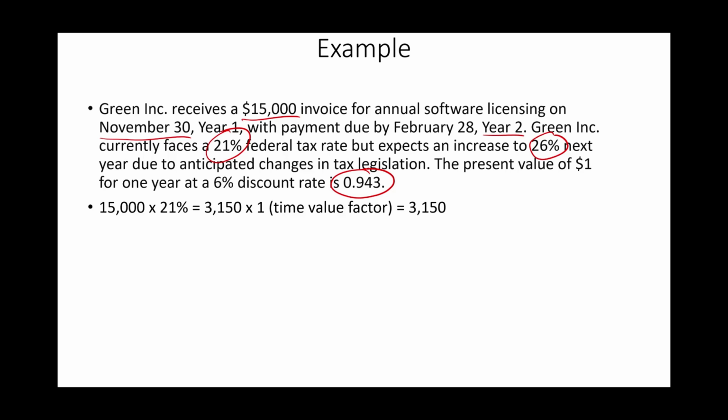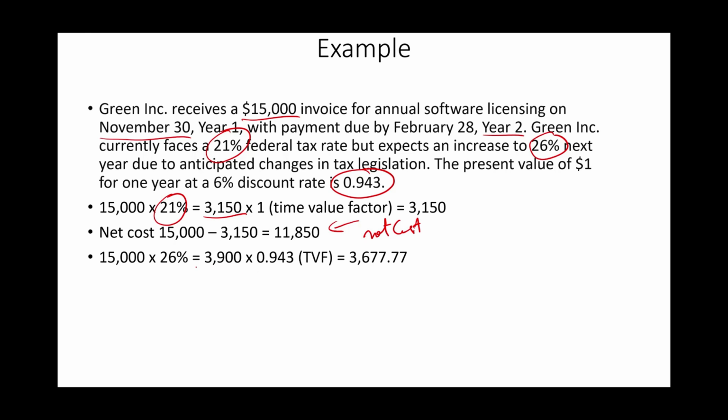If we take 15,000 times 21%, our tax saving now is 3,150. 15,000 minus 3,150 equals 11,850. So this is the net cost this year. If we defer this for next year, we're going to get a higher savings. 15,000 times 26%, the tax saving is 3,900, but that's savings for next year. If we multiply it by the time value, the tax saving compared to today is 3,677.